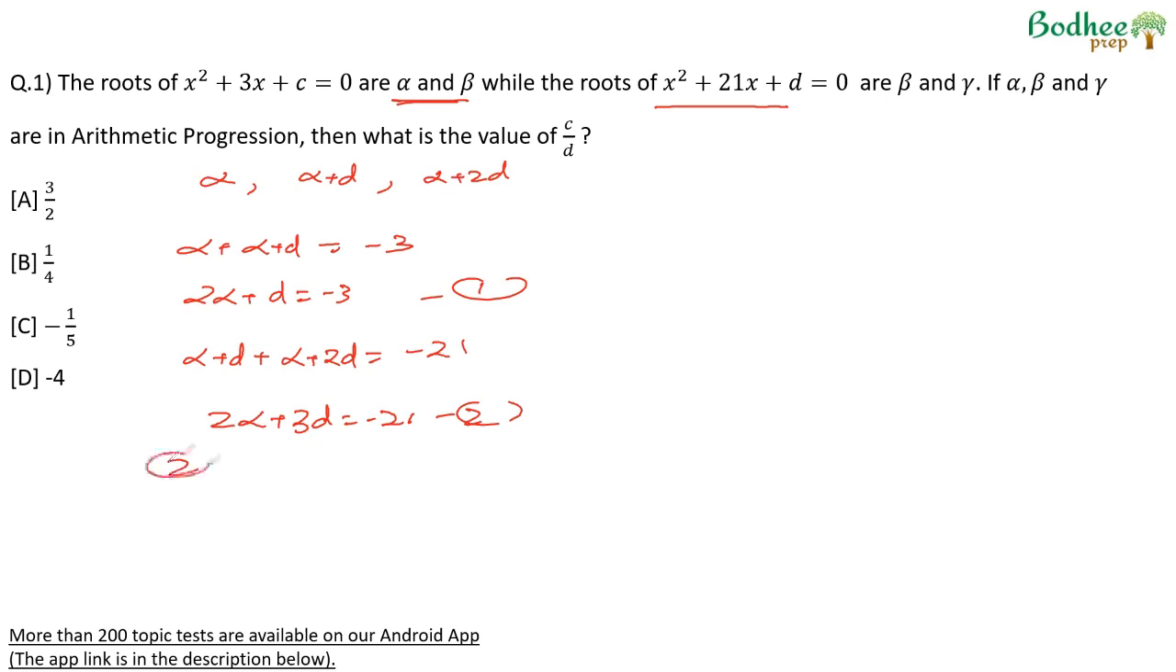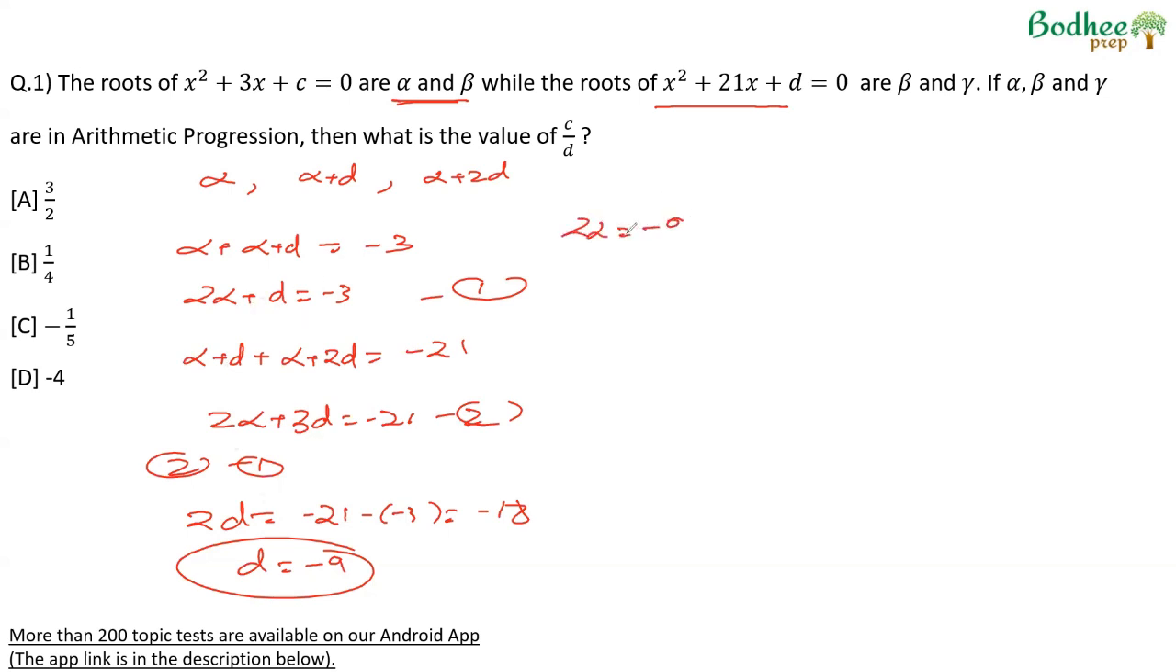We subtract 1 from 2. 2 alpha minus 2 alpha, 3d minus d is 2d, is equal to minus 21 minus of minus 3, which is minus 18. d comes out to minus 9. And therefore, if we put the value of minus 9 here, we can write 2 alpha minus 9 is equal to minus 3, which means 2 alpha is equal to minus 3 plus 9, which is 6. Alpha is equal to 3 divided by 2.